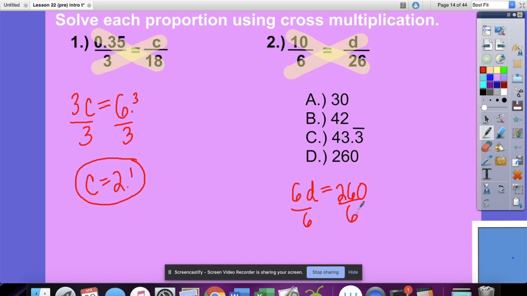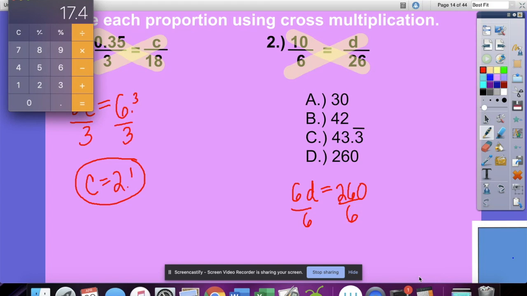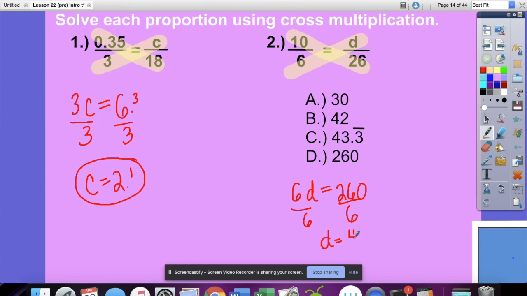Divide both sides by 6. If you want to look in the calculator really quick to do that, I can do 260 divided by 6, and you can see that the answer there is D is equal to 43.3 repeating, so choice C.